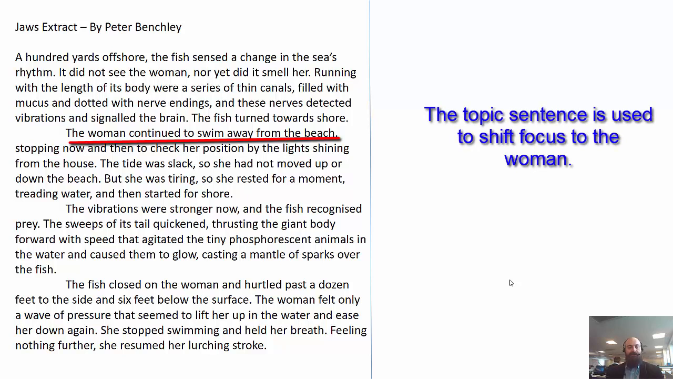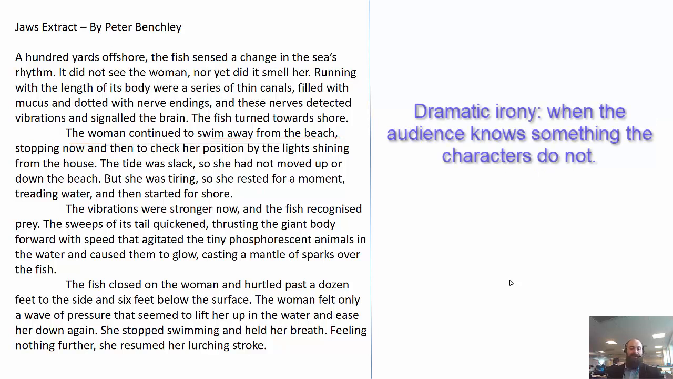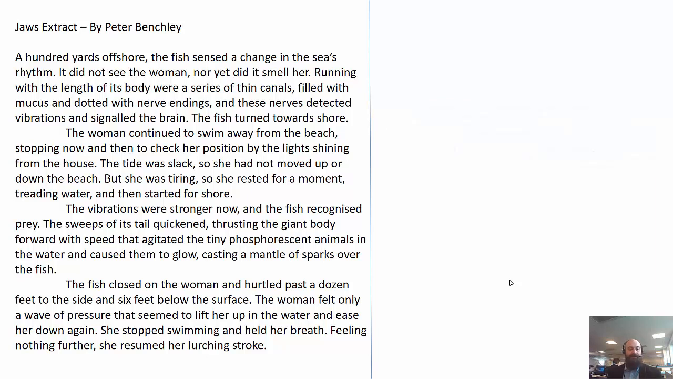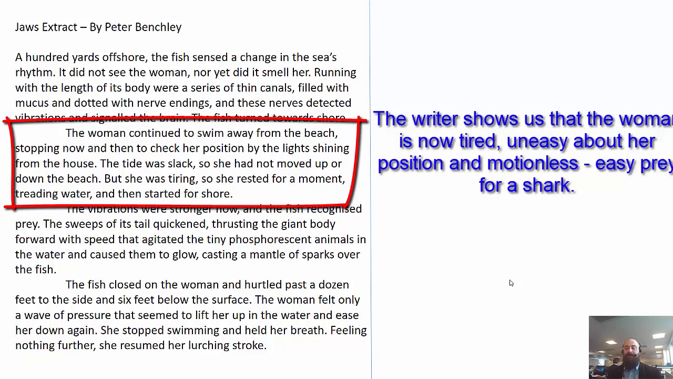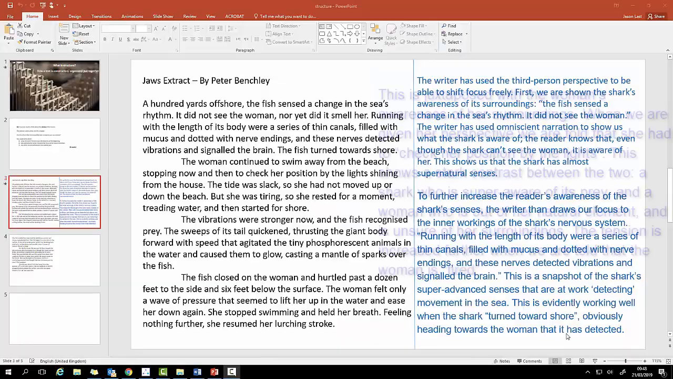Obviously the reader, we know that the shark is bearing down upon her and is hunting her. So we've got this dramatic irony, because we, the reader, know that this shark is present, but the woman is completely oblivious, and she's just checking her position in the ocean in this paragraph and resting for a moment. So the tension is building here. That's intentional shift of focus to make this tension build and build.